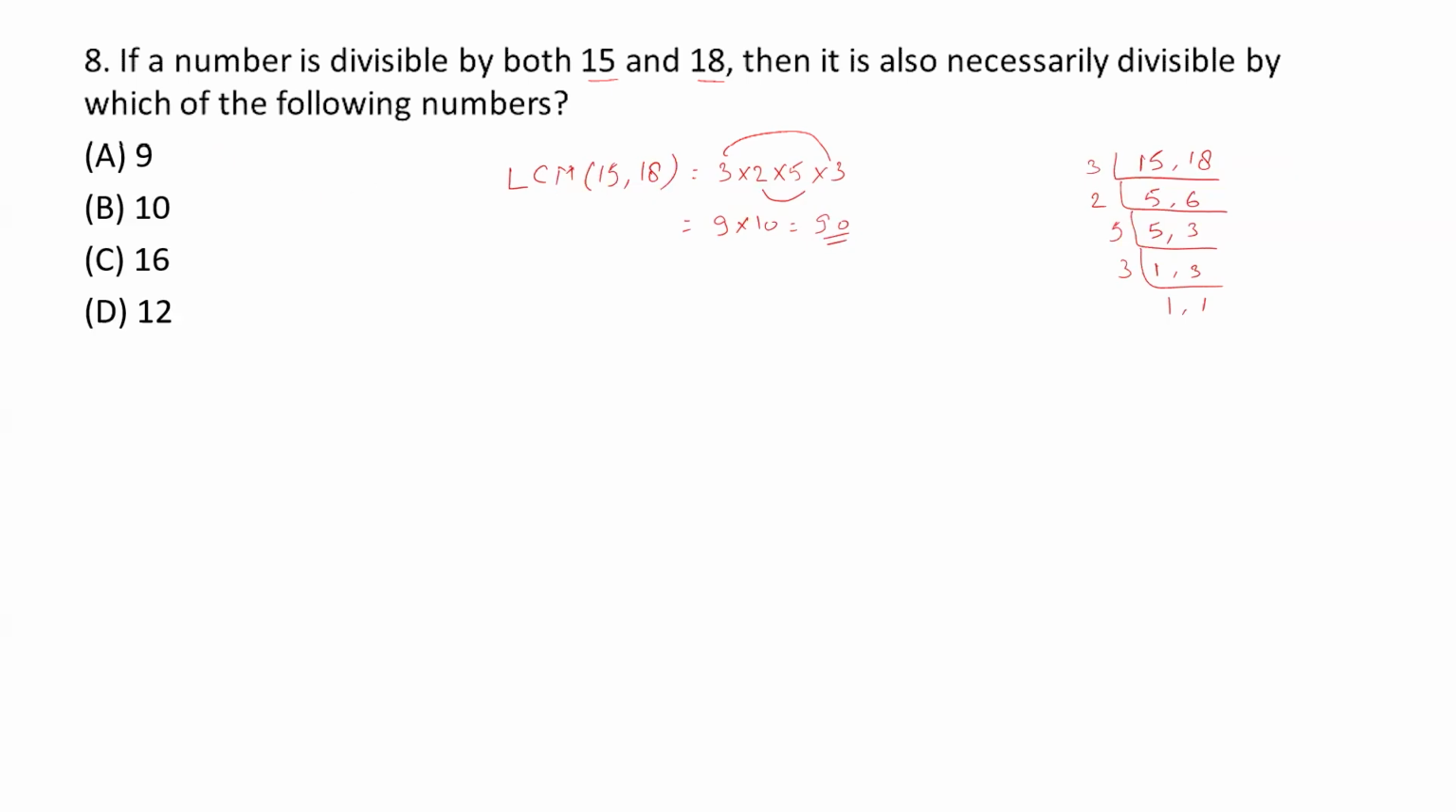So which of the following numbers? If a number is divisible by 15 and 18, then it is also necessarily divisible by 9 as well as 10. So two options are correct, 9 and 10. A number should also be divisible by 9 and 10. How will you check? Just take the LCM and the number should be divisible by the LCM also. But the LCM is the same as 9 into 10. So the number should be divisible by 9 as well as 10.